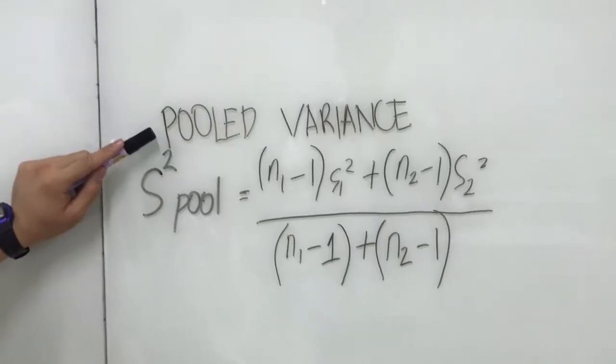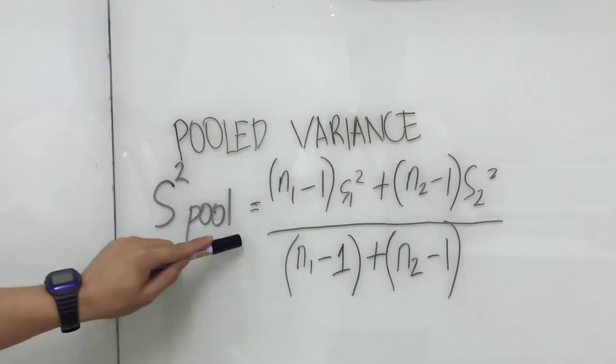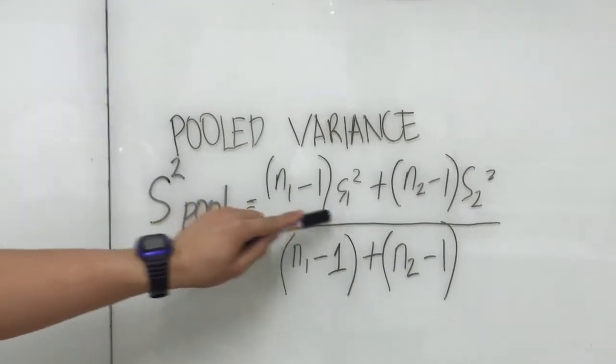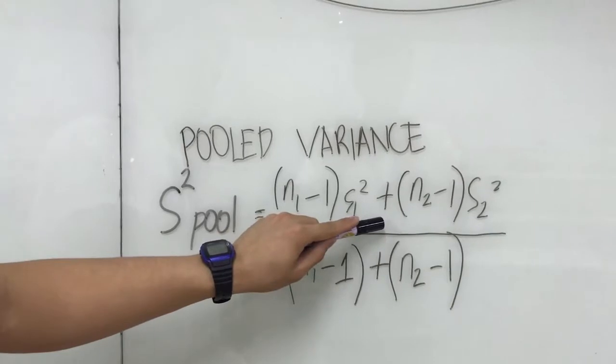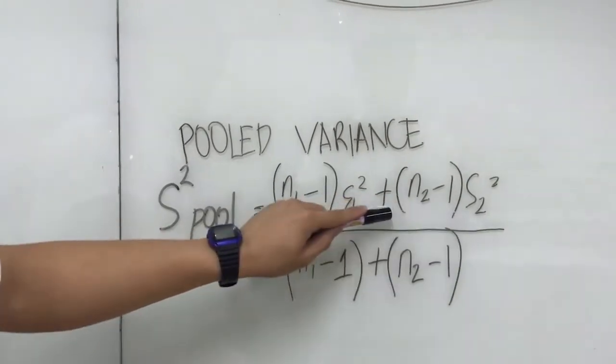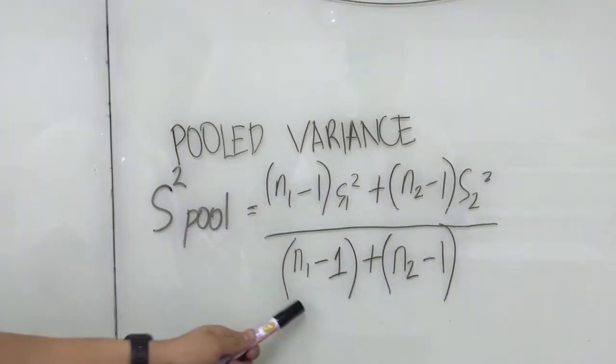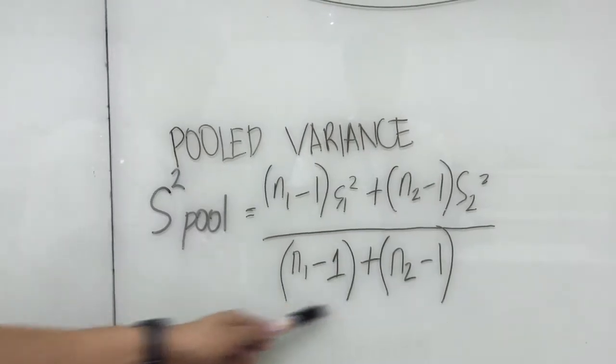Now to compute for the pooled variance, which is s squared sub pool, decrease the number of respondents by 1, and then multiply it by the estimated population variance for each condition, and then add it to set 2, which has the same formula as set 1, and then divide it by the number of respondents that is decreased by 1 of set 1 and 2, and get their total.